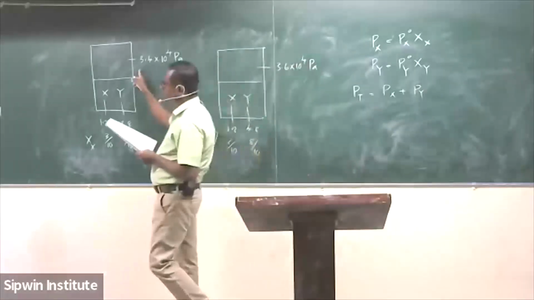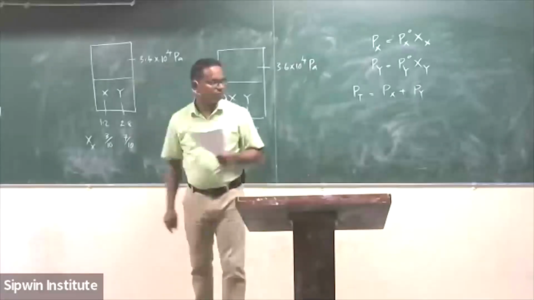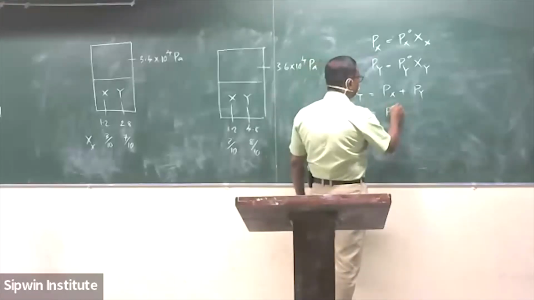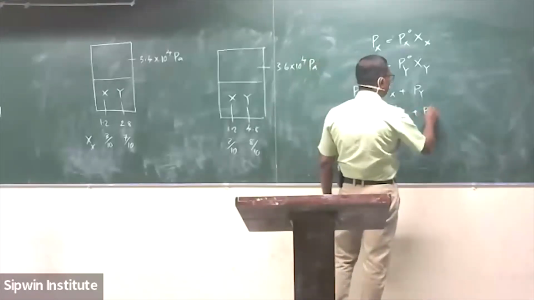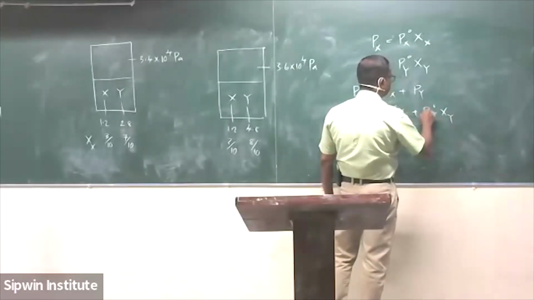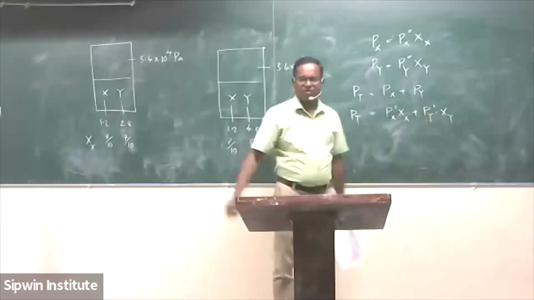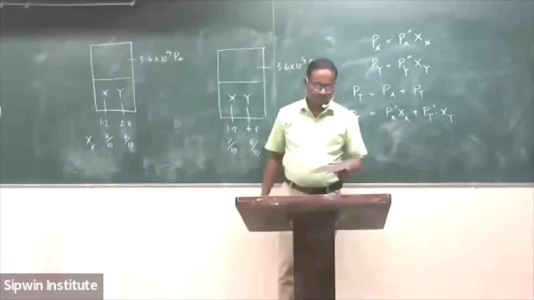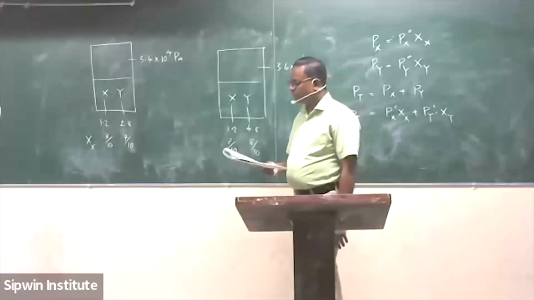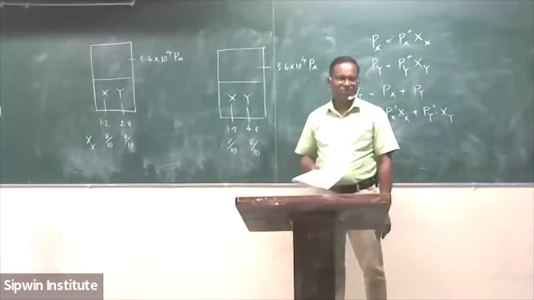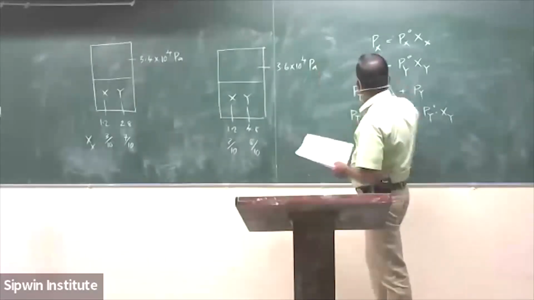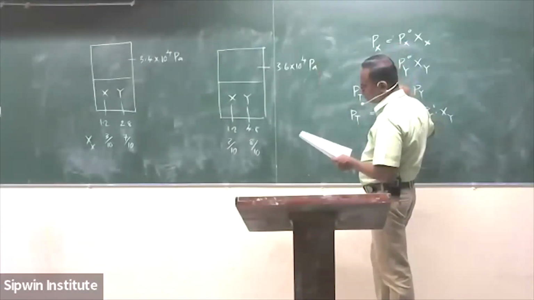P total equals 3.4 times 10 to the power 4. Into that one, we have to apply this: P total equals Px naught xx plus Py naught xy. Apply that to the two experiments, and after that, simplify it. There are 50 marks given for this. When this is applied it is 5 marks, like that 10 marks.